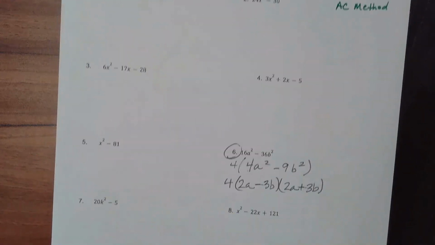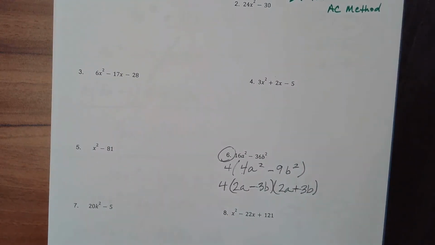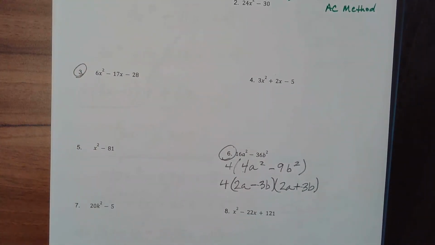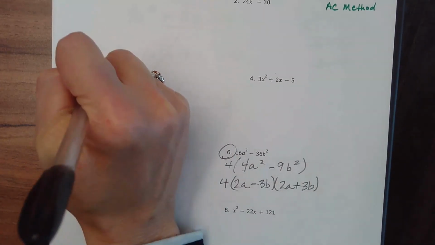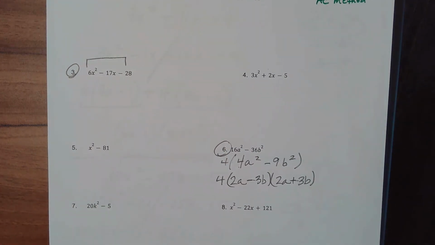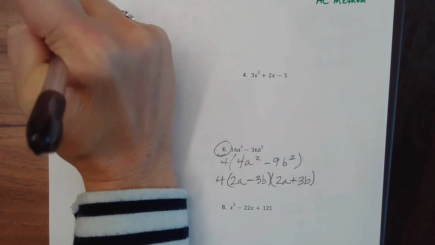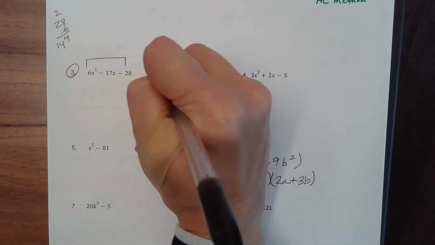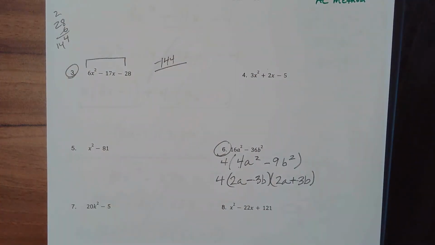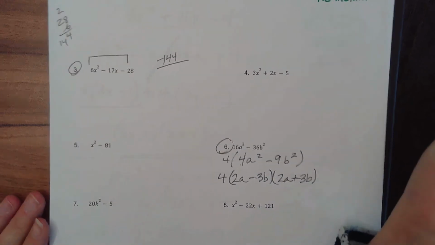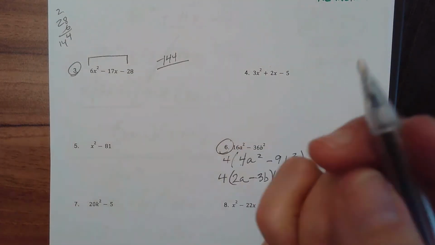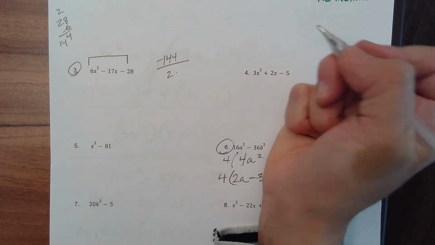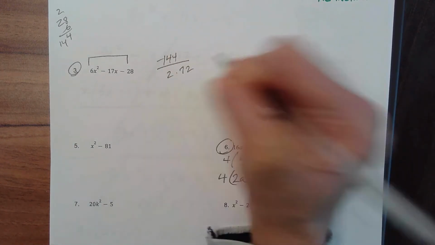Let's try number 3 maybe. So 6x squared minus 17x minus 28. So 6 and 28, let's do AC. It's negative 144. All right, let's think of factors of 144. So obviously 1 and 144, but that's not going to add or subtract to give me 17. Neither is 2 and 72. That's not going to work.